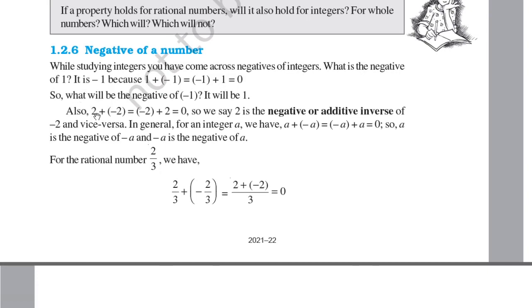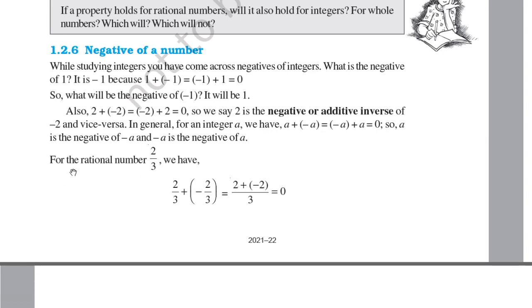Also 2 plus minus 2 is equal to minus 2 plus 2 is equal to 0. So you can say that 2 is the negative or additive inverse of minus 2, and vice versa. In general, for an integer a, we have a plus minus a is equal to minus a plus a is equal to 0. So a is the negative of minus a and minus a is the negative of a.